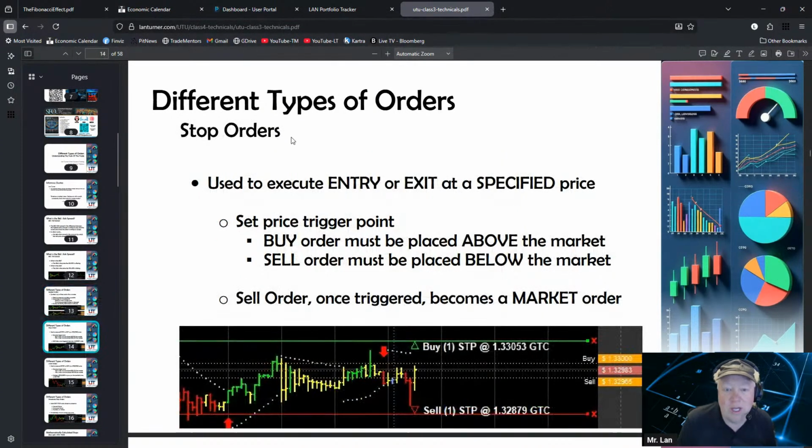The next one is the stop order. It's used to execute entry and exit at a specified price. Set price trigger points. Buy orders must be placed above the market. Sell orders must be placed below the market. Once triggered, a stop order becomes a market order.